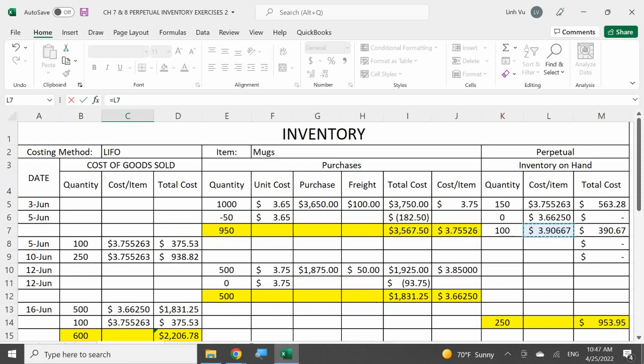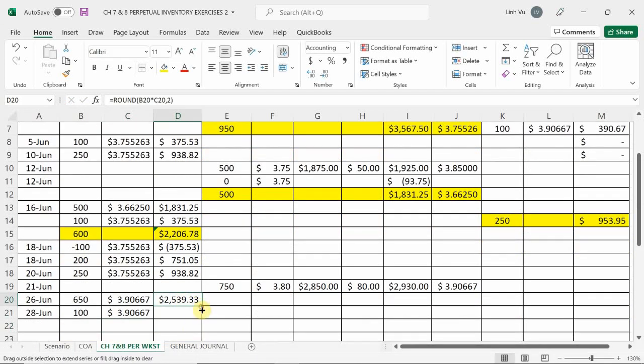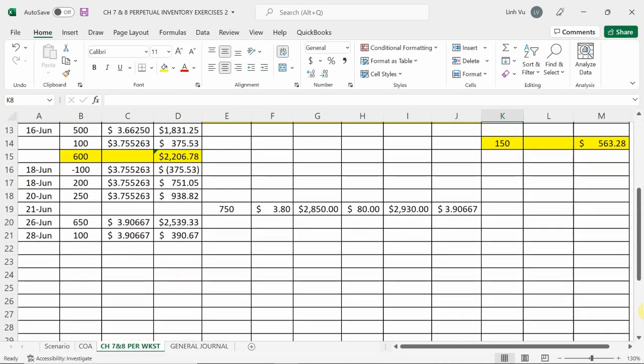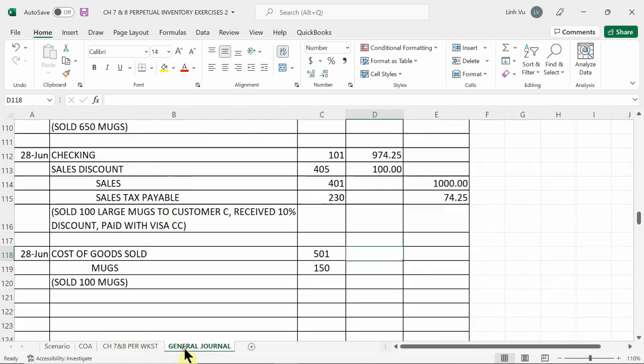So we know it should be a total of $390.67, right? Because we're taking out the whole batch. Now, if that's the case, then I can just go ahead and zero it out. Okay, so I have 150 units left. So there you go. I sold $390.67.